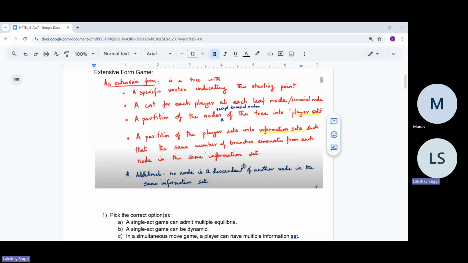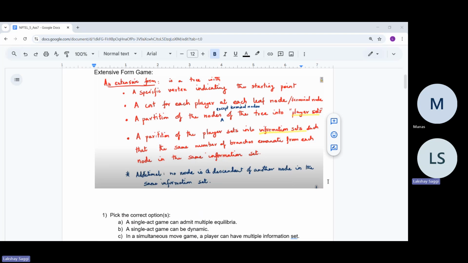What this means is that in the same information set, no node is a descendant of another node. Suppose this was not true, and in player one's information set partition there were two nodes belonging to the same information set that had an ancestor-descendant relationship. Then player one cannot distinguish whether it has played the ancestor or the descendant. Even if player one plays the ancestor first and then the descendant, player one cannot even distinguish whether it has played something or not. So player one does not even remember whether it has played something or not.